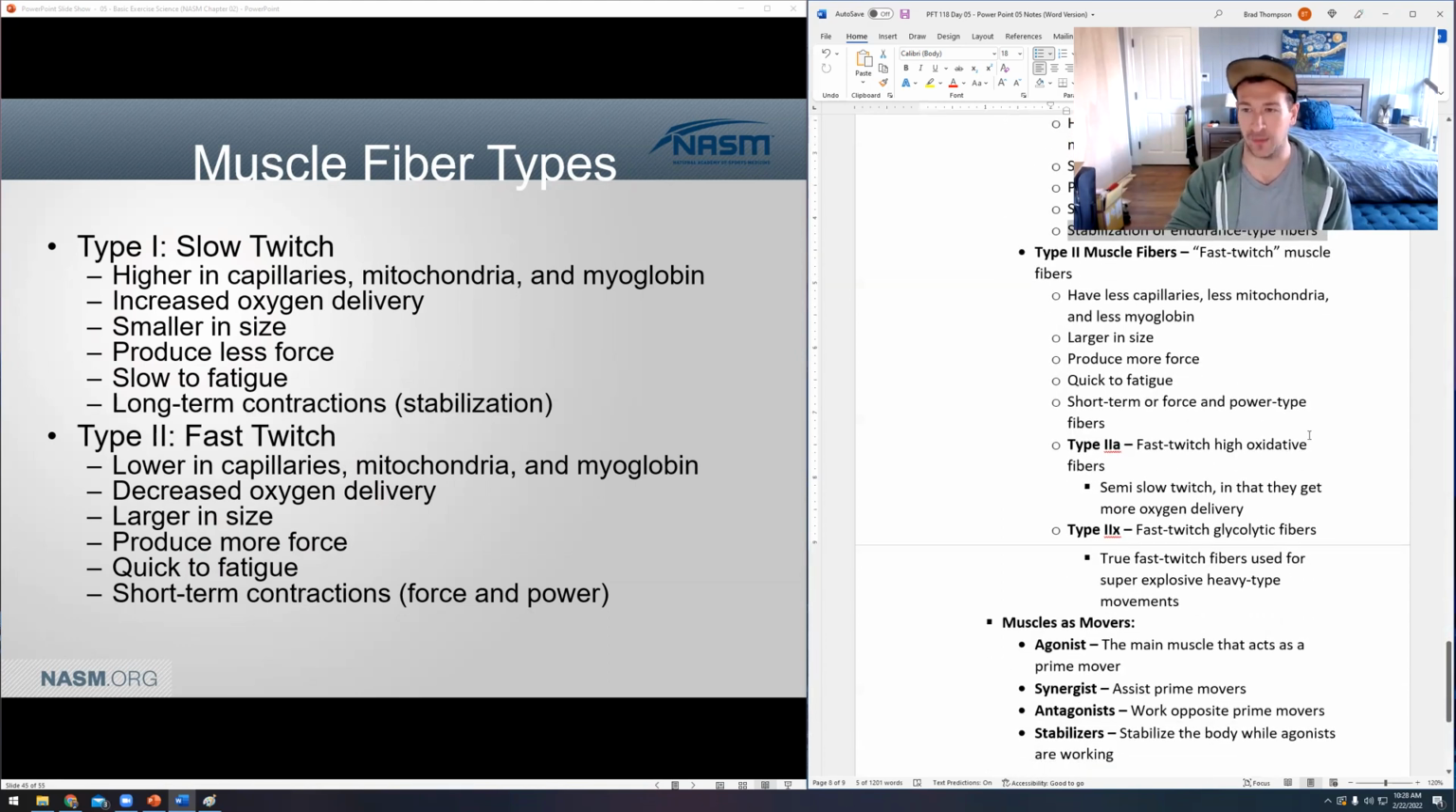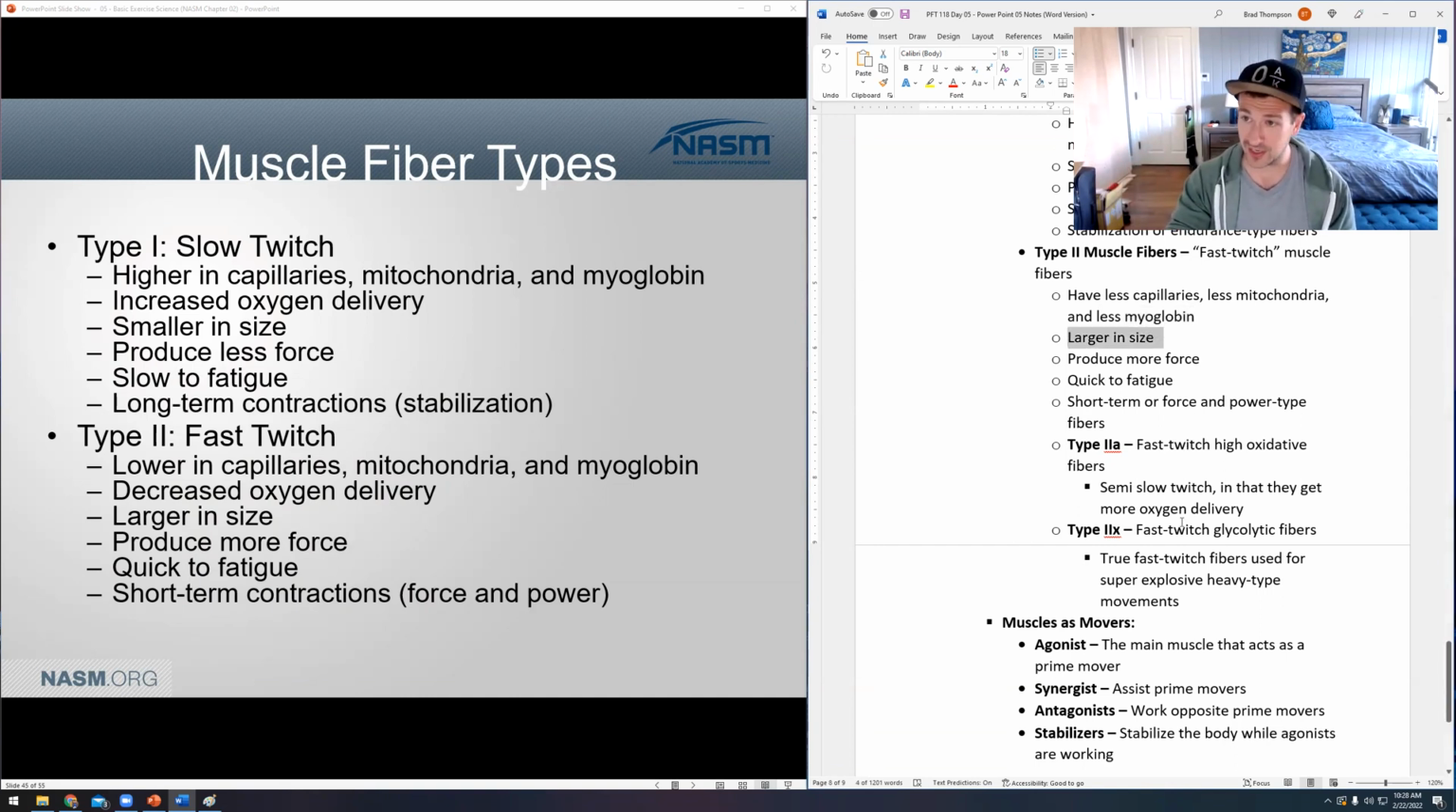Now, fast twitch fibers, those are type 2. And they have way less capillaries. They don't need as much blood flow because they can produce energy within themselves. They have a lot of cellular fluid. They can just take glucose and spit out energy. They don't need to have oxygen delivered. They don't need to use their mitochondria, so there's a lot less mitochondria. They need mitochondria, but there's a lot less. And they also have less myoglobin because myoglobin carries oxygen around. If they're not using oxygen, why have myoglobin?